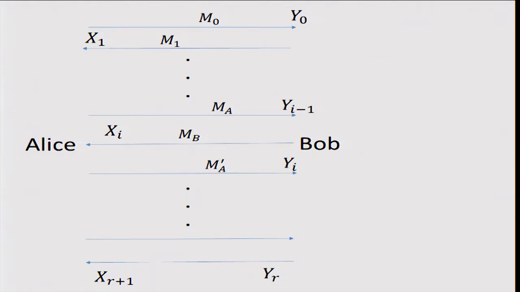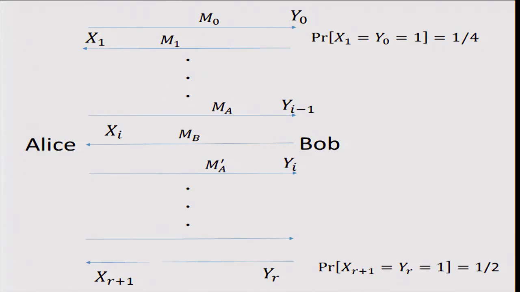Now, we know that Y0 and X1 should be independent of each other because they are computed without any communication between Alice and Bob. This means that the probability that both of them are equal to 1 is 1/4. However, at the end of the protocol, we want X_{R+1} and Y_R to be the same. This means that the probability that both of them are equal to 1 is half. And we can see that there is a significant difference between 1/4 and 1/2.